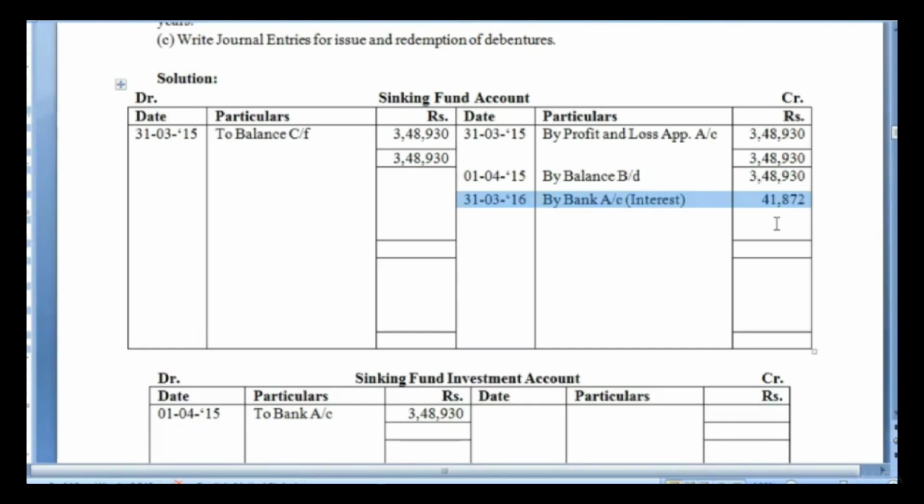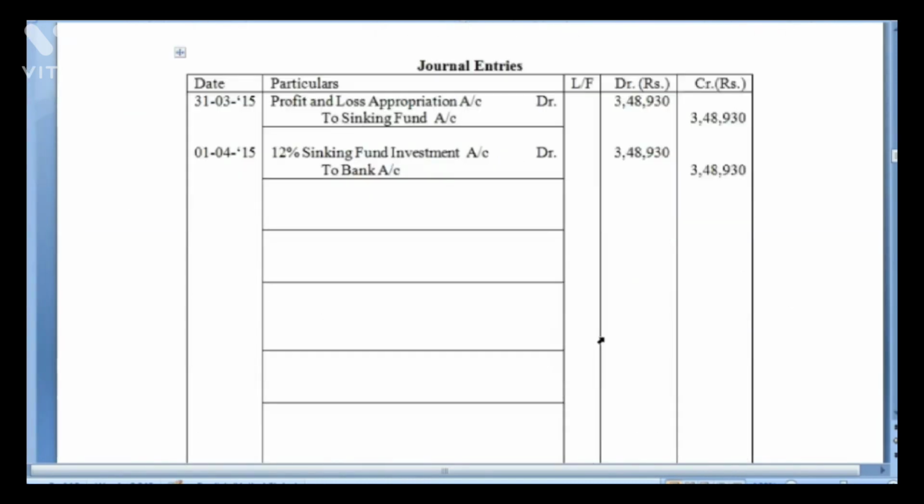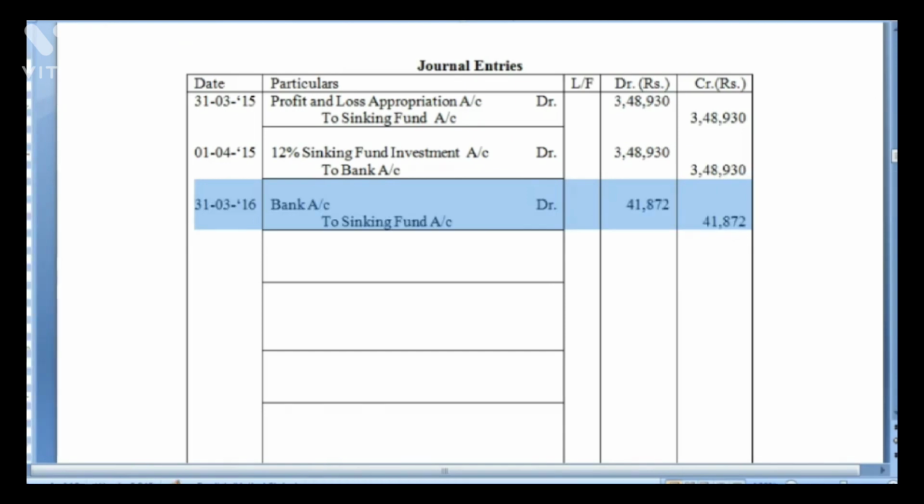930 into 12%. તો 41,871.2 થાય છે. તો 41,872 રૂપિયા આપણે ઇન્વેસ્ટમેન્ટ ઉપર ઇન્ટરેસ્ટ મળ્યું, અને ઇન્ટરેસ્ટ જેવું મળે એવું બેંક એકાઉન્ટ ડેબિટેડ ટુ સિંકિંગ ફંડ એકાઉન્ટ ક્રેડિટ થાય, ઇન્ટરેસ્ટ એકાઉન્ટમાં ક્રેડિટ થાય નહીં. So this is the interest received by you. Bank account debit to sinking fund account. Right? એક વર્ષ પૂરું થયું.